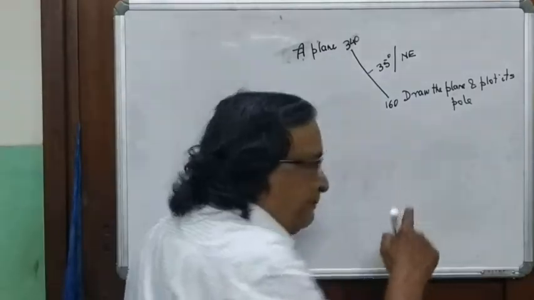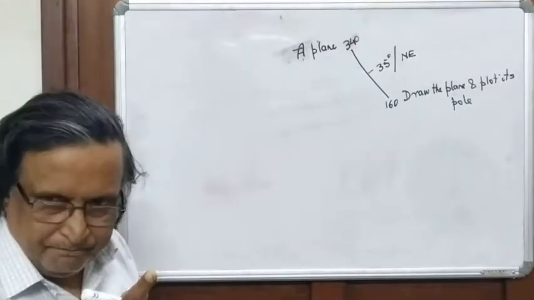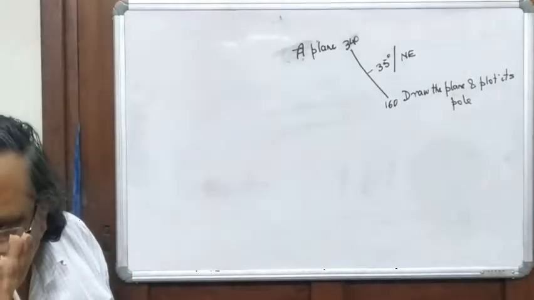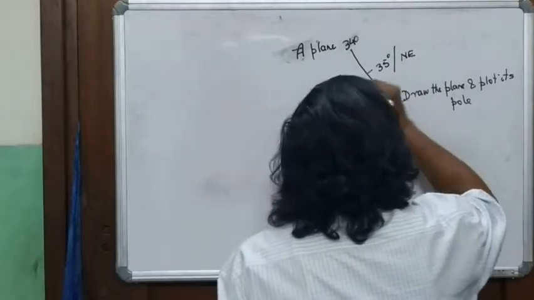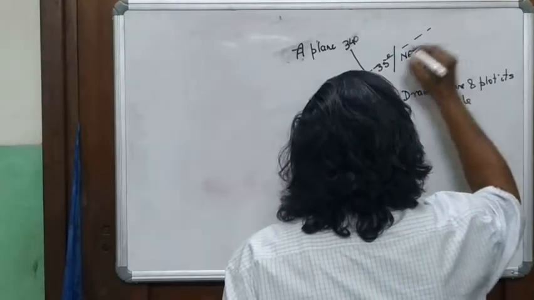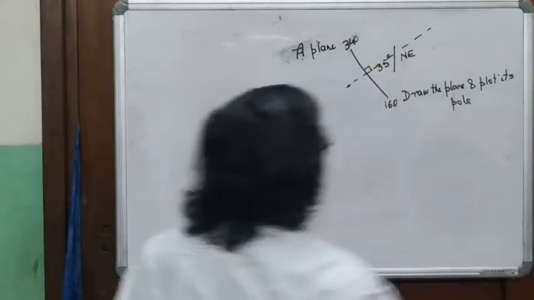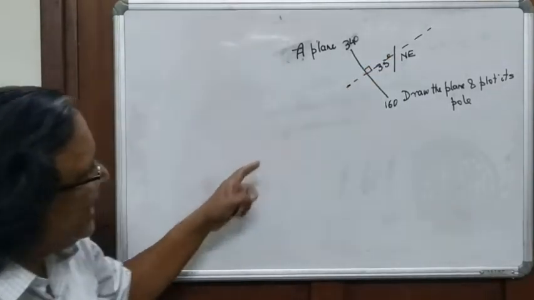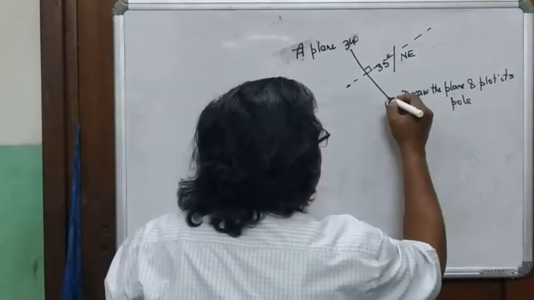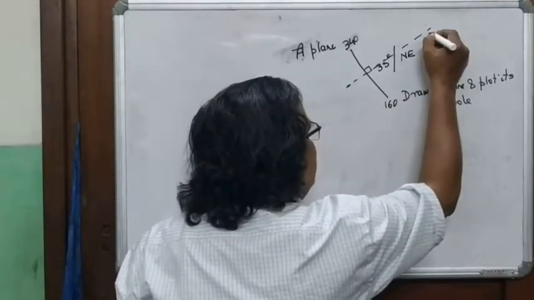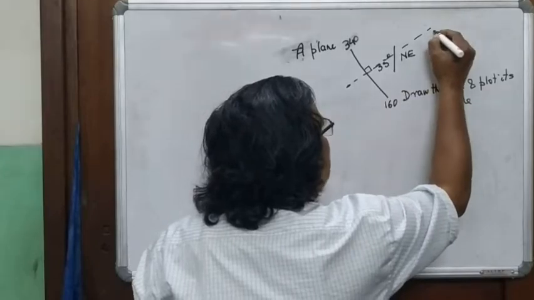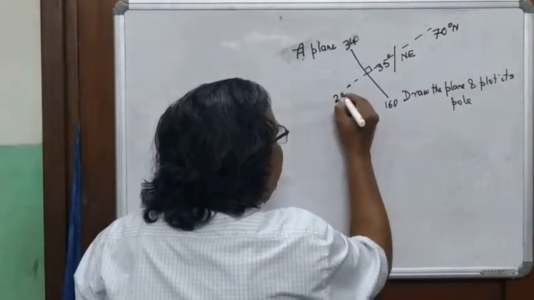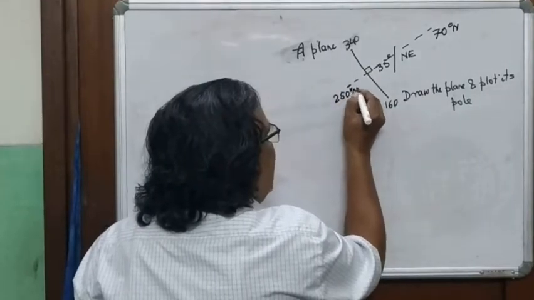So the dip direction is 90 degree to the strike. So this is the dip direction, 90 degree to the strike. So what are the lines here? 160 minus 90, that is 70 degree north, and 250 degree north, that is the dip line.